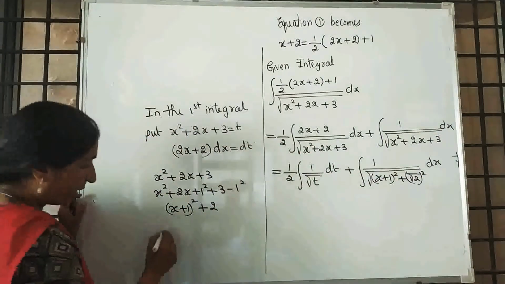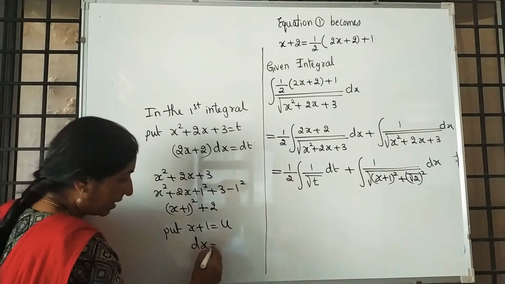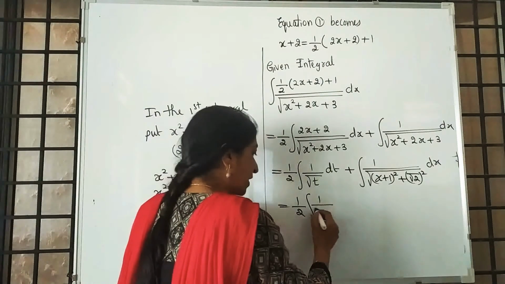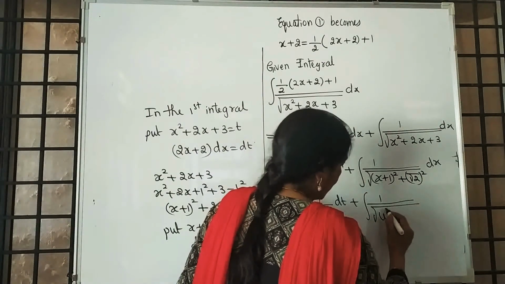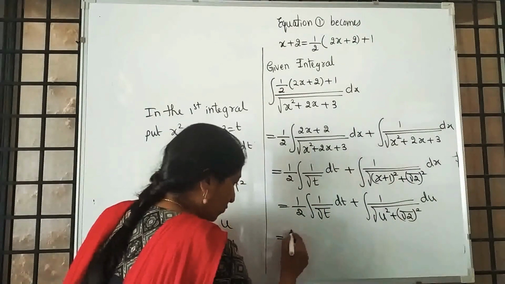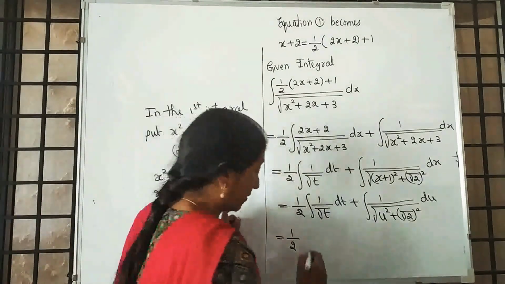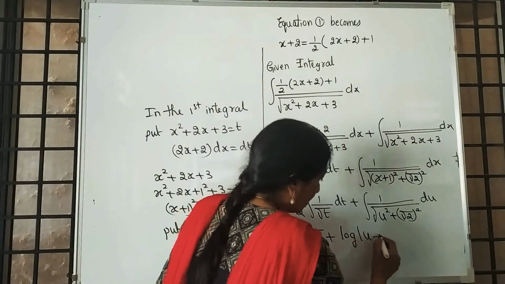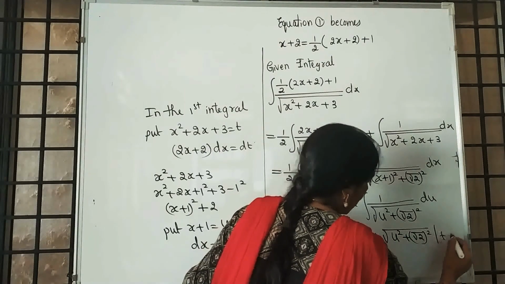But again, for our convenience, I am writing x plus 1 as u. t already we took. dx is equal to du. Here this I kept as this because I want to integrate both at the same time. 1 upon root of u square plus root 2 square into du. Now 1 by root 2 constant. What is the integration of 1 by root x? It is 2 root x. It is 2 root t plus log of u plus root of u square plus root 2 square plus c.